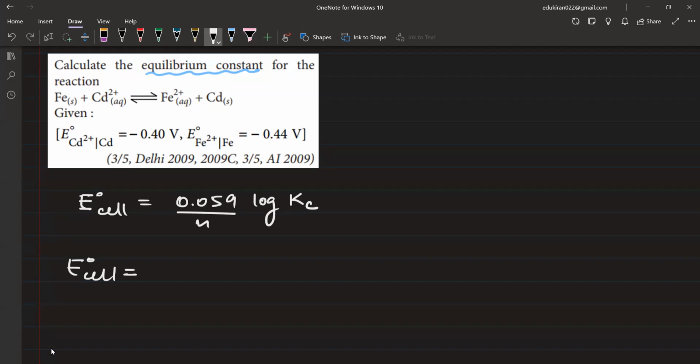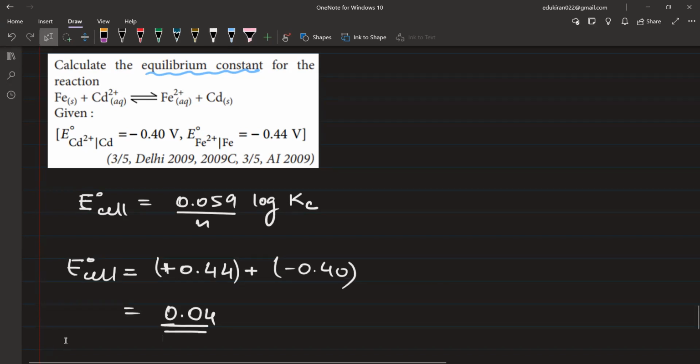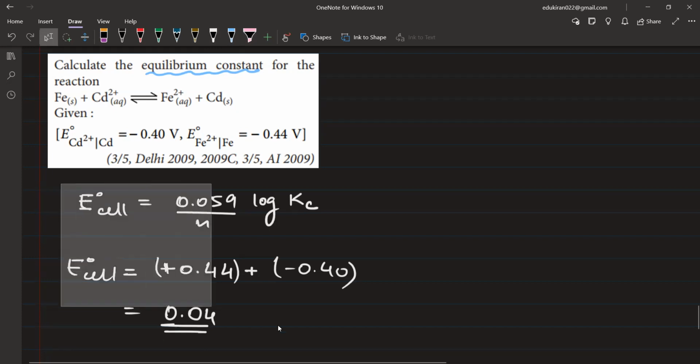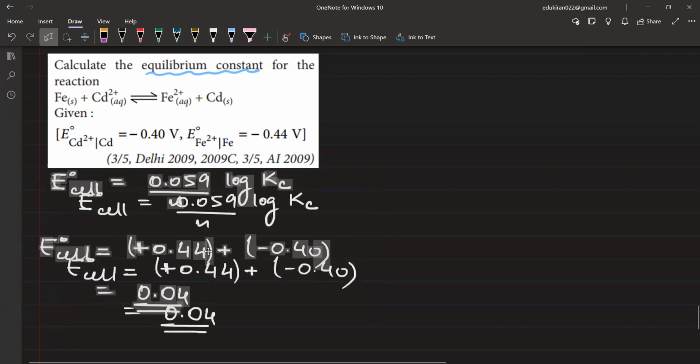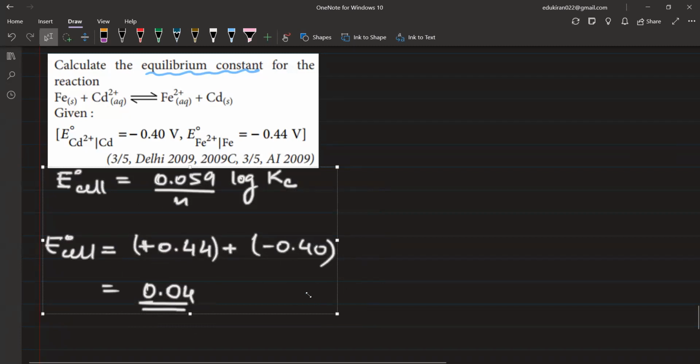So here we can see that Fe is getting oxidized. So I will take plus 0.44 plus. Then we have cadmium reduction, which is equal to minus 0.40. This will be equal to 0.04. So the E naught of cell is equal to 0.04. All of you are getting the same answer? Yes or no? Please tell me. Yes. Okay. Fine.